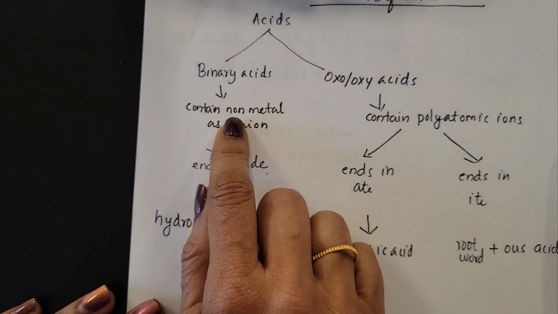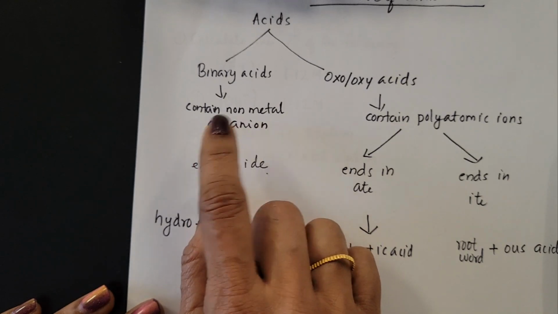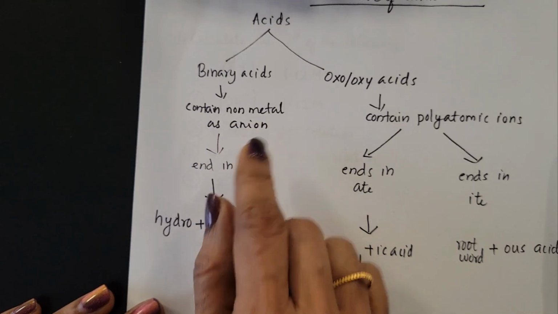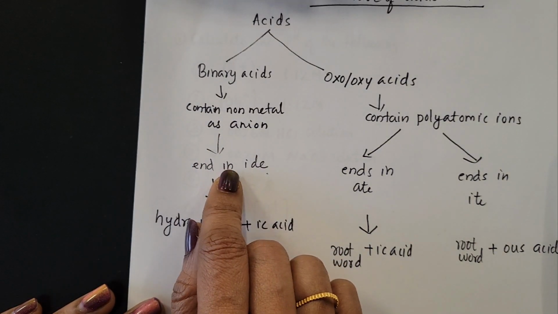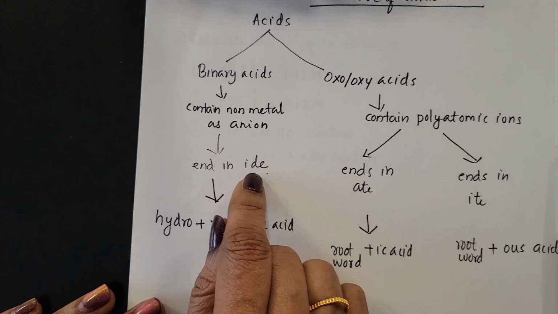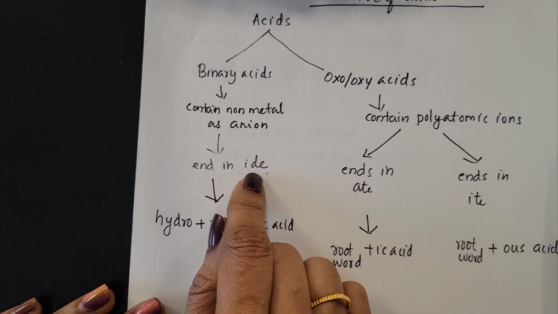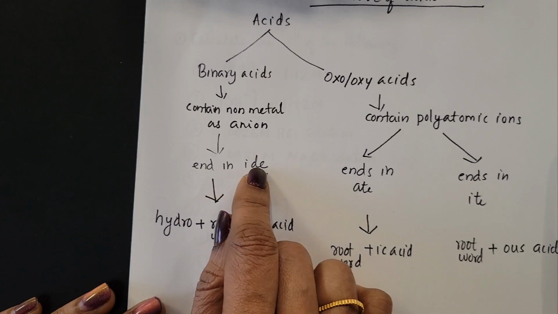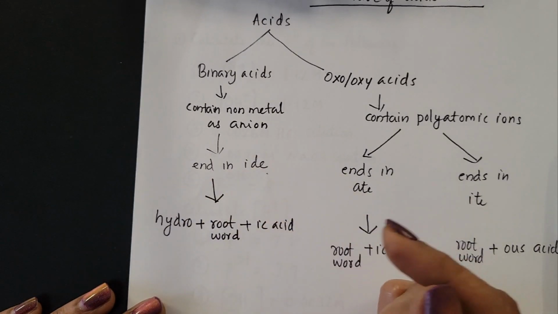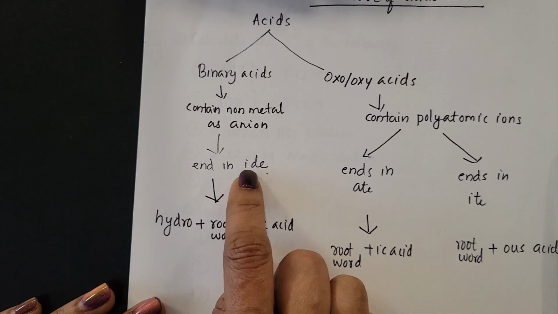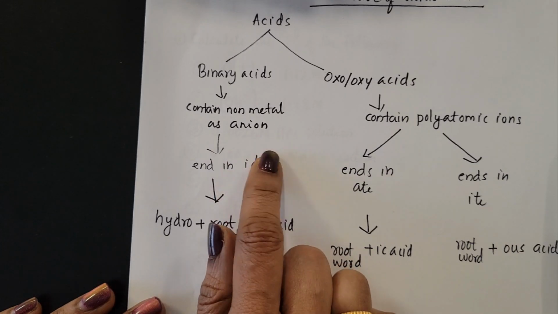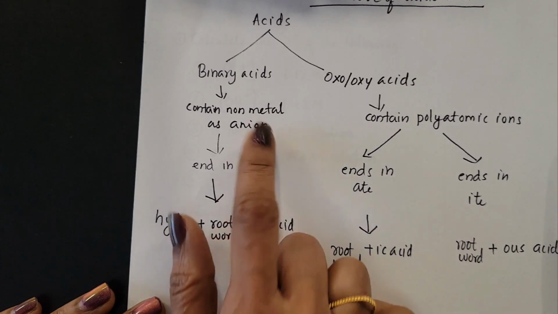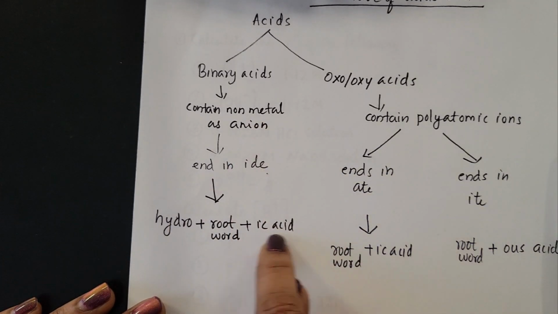Okay, so if a binary acid contains a non-metal as anion, the non-metal's name as an anion will end in IDE. Say for example, if it is chlorine, chloride, bromine, bromide, sulfur, sulfide, like that. So you are going to replace the IDE from that element anion's name with IC acid.